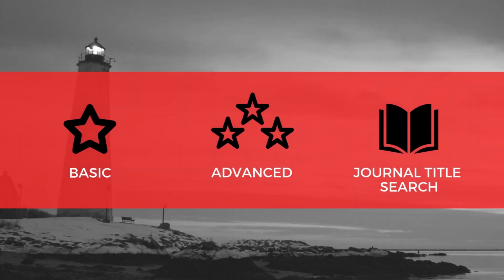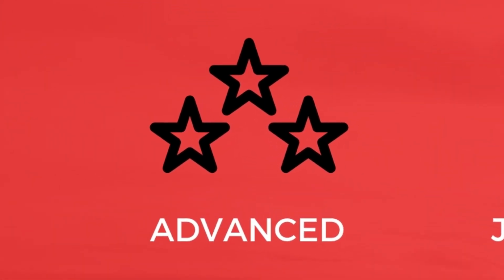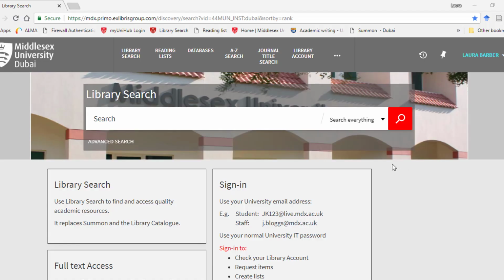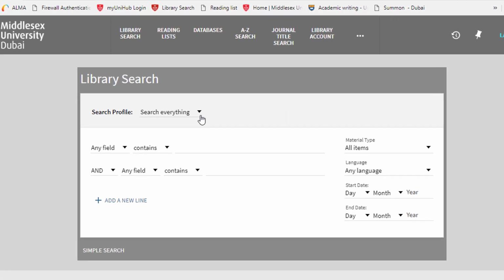The second way to find an article using library search is the advanced search. To access, select the advanced search link under the basic library search box. For this search, we need an author name and a few words from the title. The advanced search allows us to tell it where to look for information and be more specific.